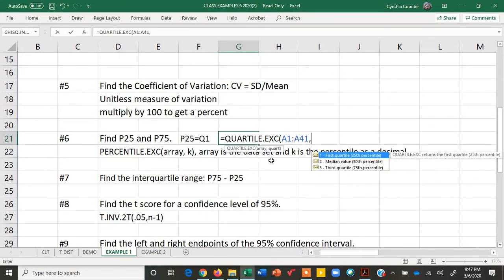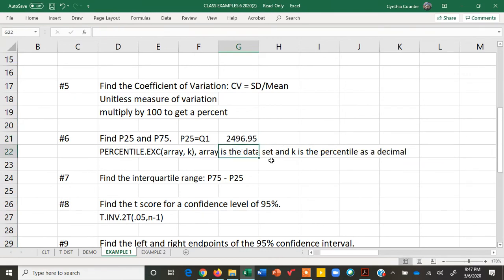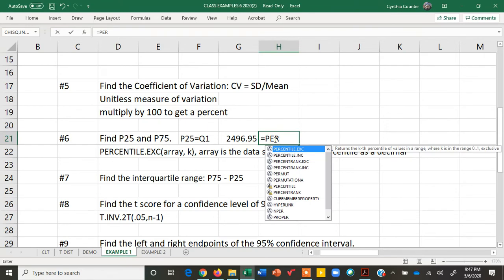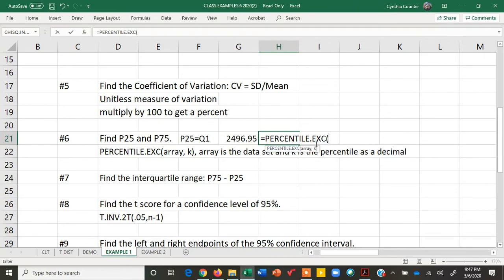And the quartile, this one is the first quartile, so we just put a 1 in there, I believe. Yes, and there we go. There's that 2496.95. The other way you could do it is using the percentile. If you use PERCENTILE.EXC, same thing, array A1 colon A41, comma, 0.25. K is a percentage, so you have to put in 0.25, and there you get the same thing.